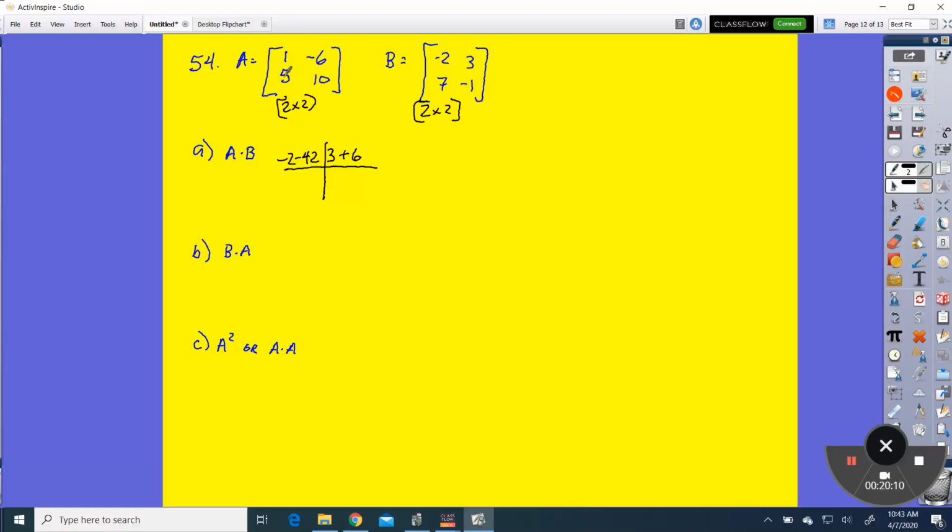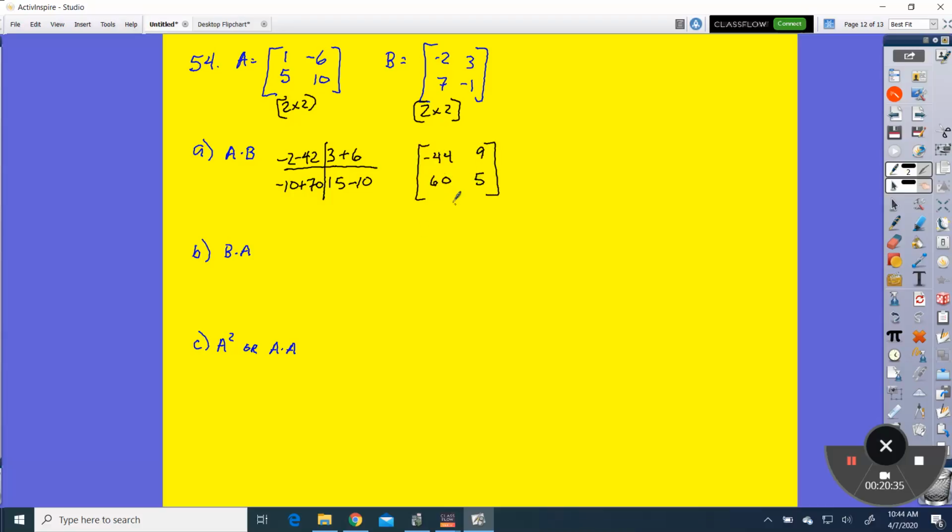So now I'm on to the second row. And I do each column again. So 5 times negative 2 is negative 10. 10 times 7 is 70. 5 times 3 is 15. 10 times negative 1 is negative 10. So when I work this out, that makes negative 44, 9, 60, and 5.